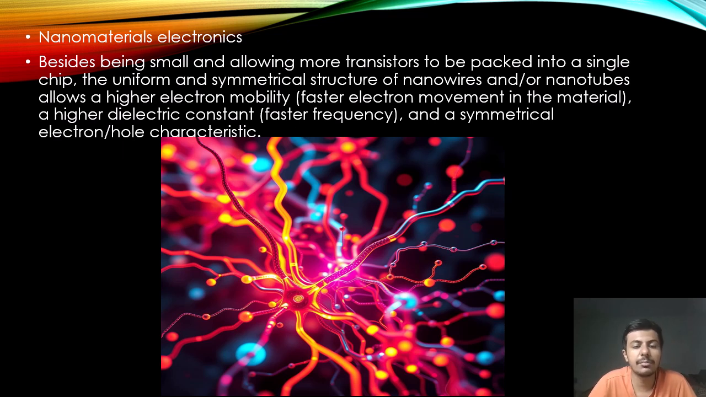Nanomaterial electronics, besides being very small and allowing more and more transistors to be packed on a single chip, due to the uniform and symmetrical structure of nanowires, or basically nanotubes, allows a higher electron mobility. And that's why they are very useful for this purpose.